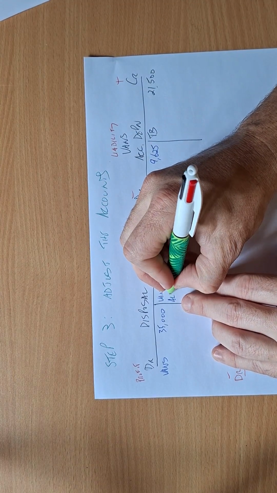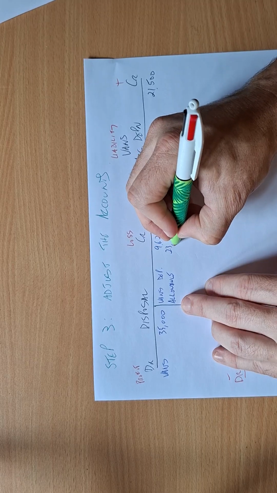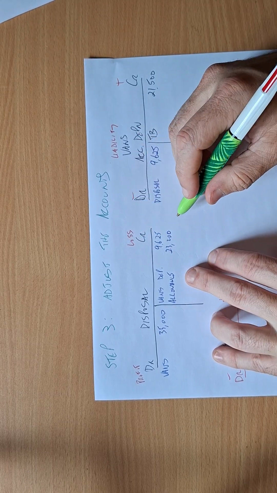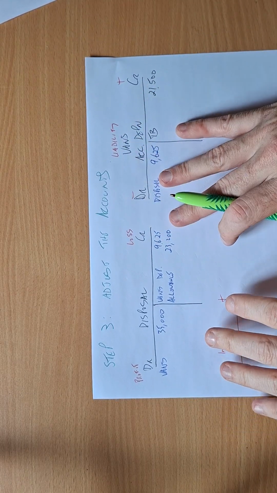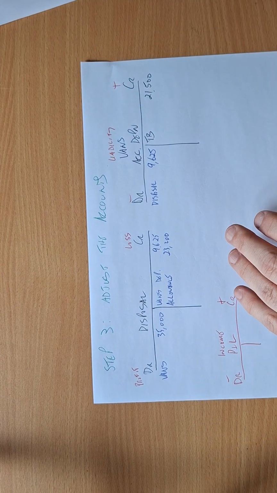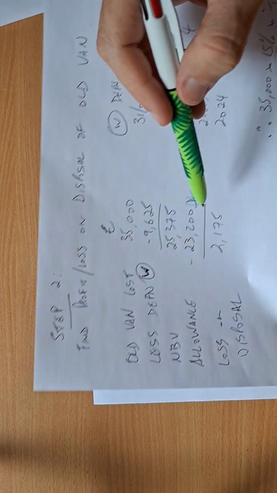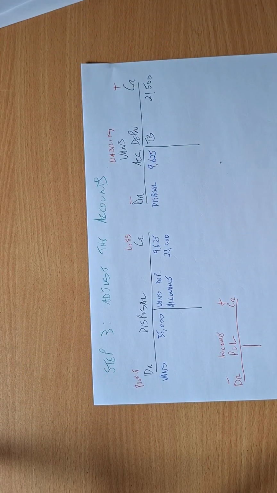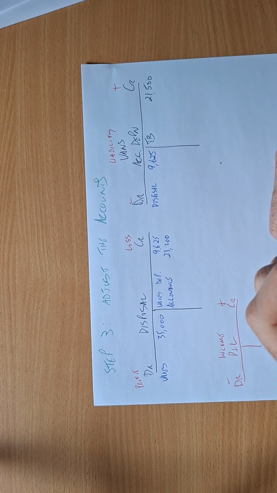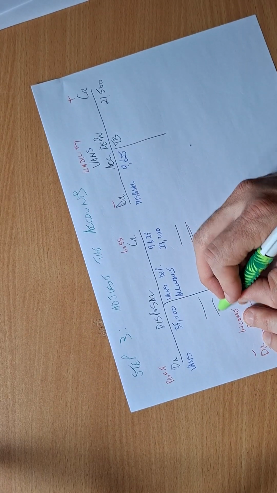So allowance, 23,200. You have everything there in the disposal account now. Hopefully, if it's all working out, our working should match our double entry. So what you do is, I'm going to total up this and close off this account.